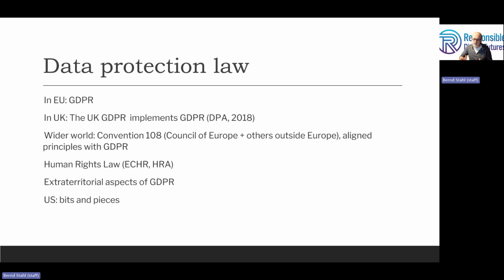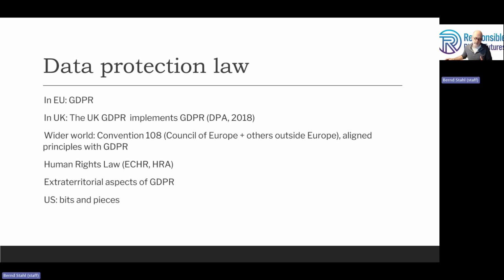There are lots of other bits of legislation out there. There's Council of Europe, the Convention 108. There is human rights law, which is also applicable in this country. So there's the European Convention of Human Rights, there's the Human Rights Act. And then there are applications of the GDPR outside of Europe as well. So for example, if you want to process data from European subjects, you will be subject to the GDPR, even if you do that in India or China or wherever else.